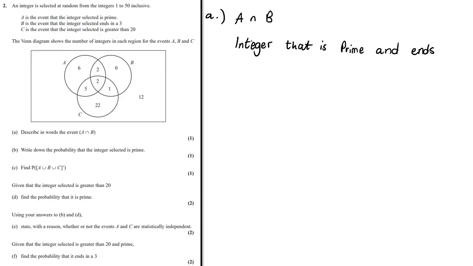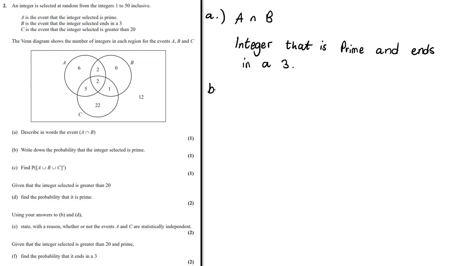I'm terrible at English, you can probably word it better than me, but hopefully that makes sense. So it ends in a 3. Okay, so we're selecting an integer that is a prime number and ends in a 3. So it's "and" rather than "or", because we're using intersection notation. So that's part A, that's all we need to really say for 1 mark there.